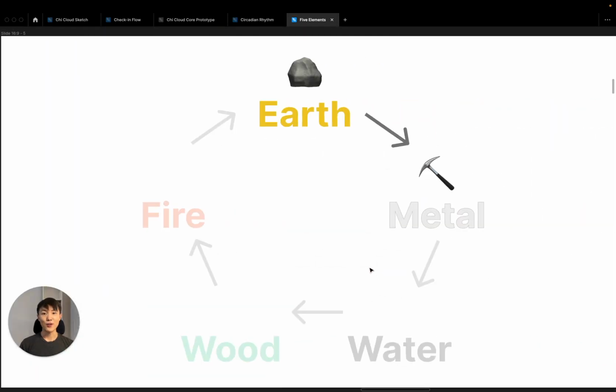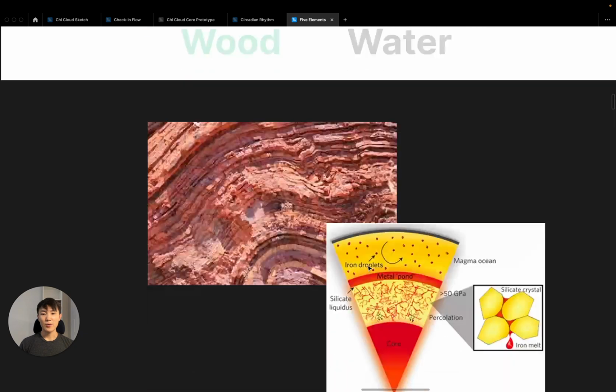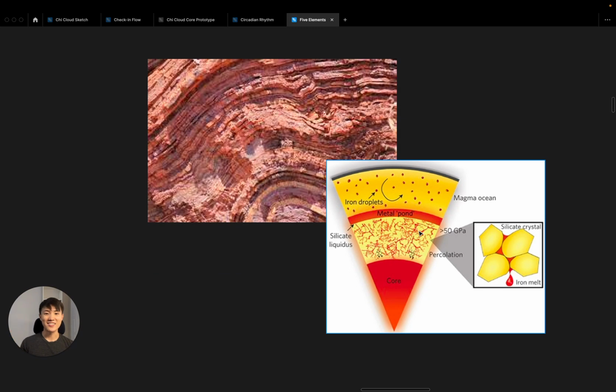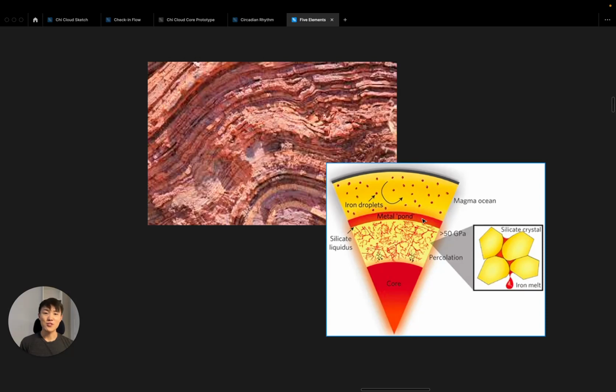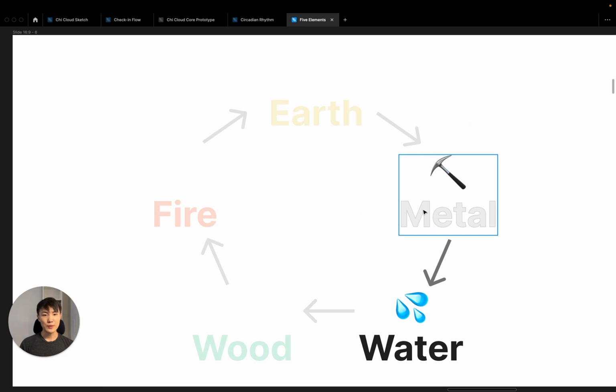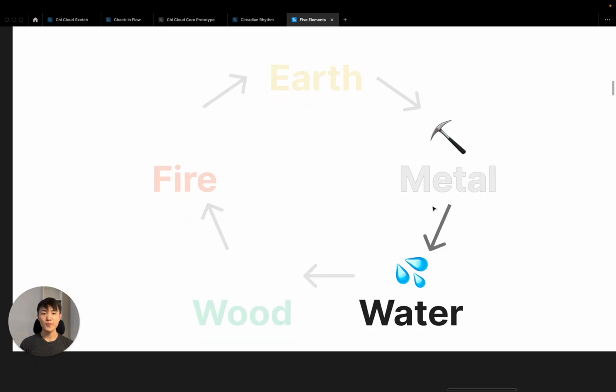Next, we have earth generating metal. When you think about how metal is created, earth is compressed into millions of layers in the earth, and in turn, you have little iron droplets that create the metal we know. And so earth generates metal. And next, we have metal generating water.